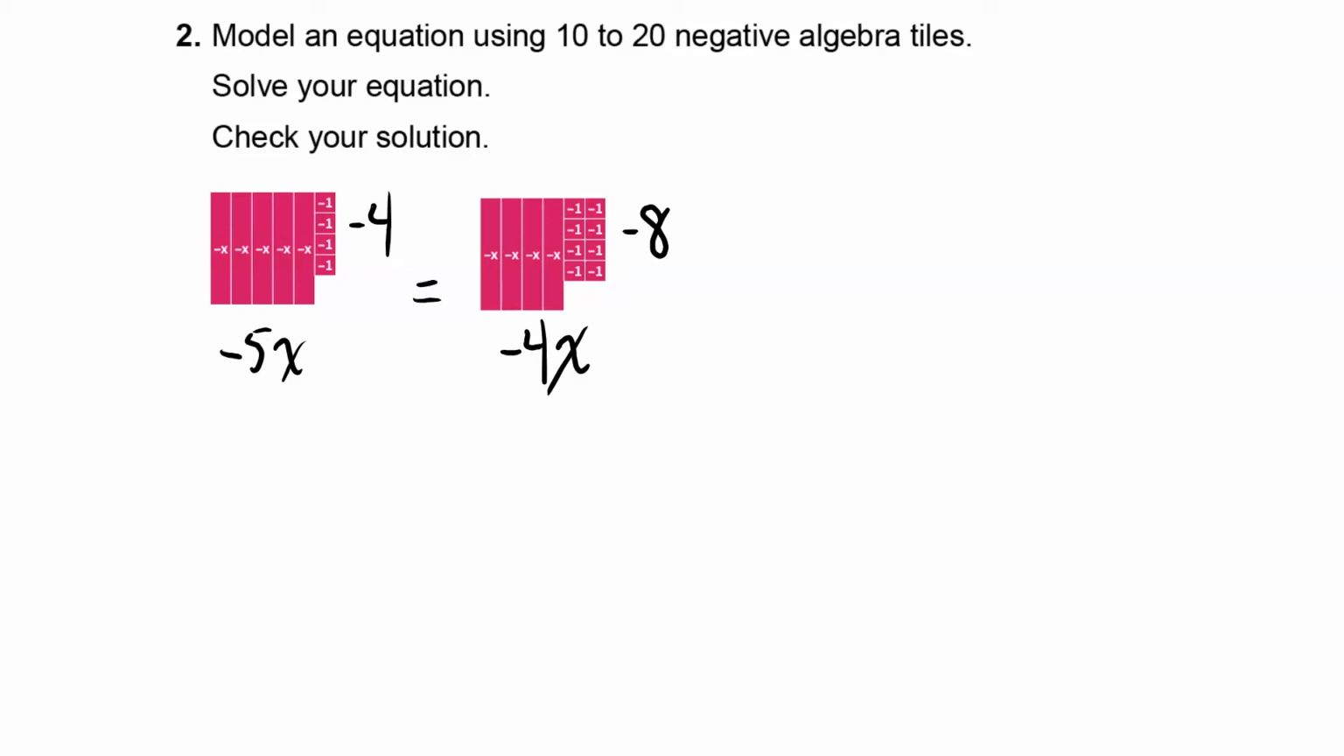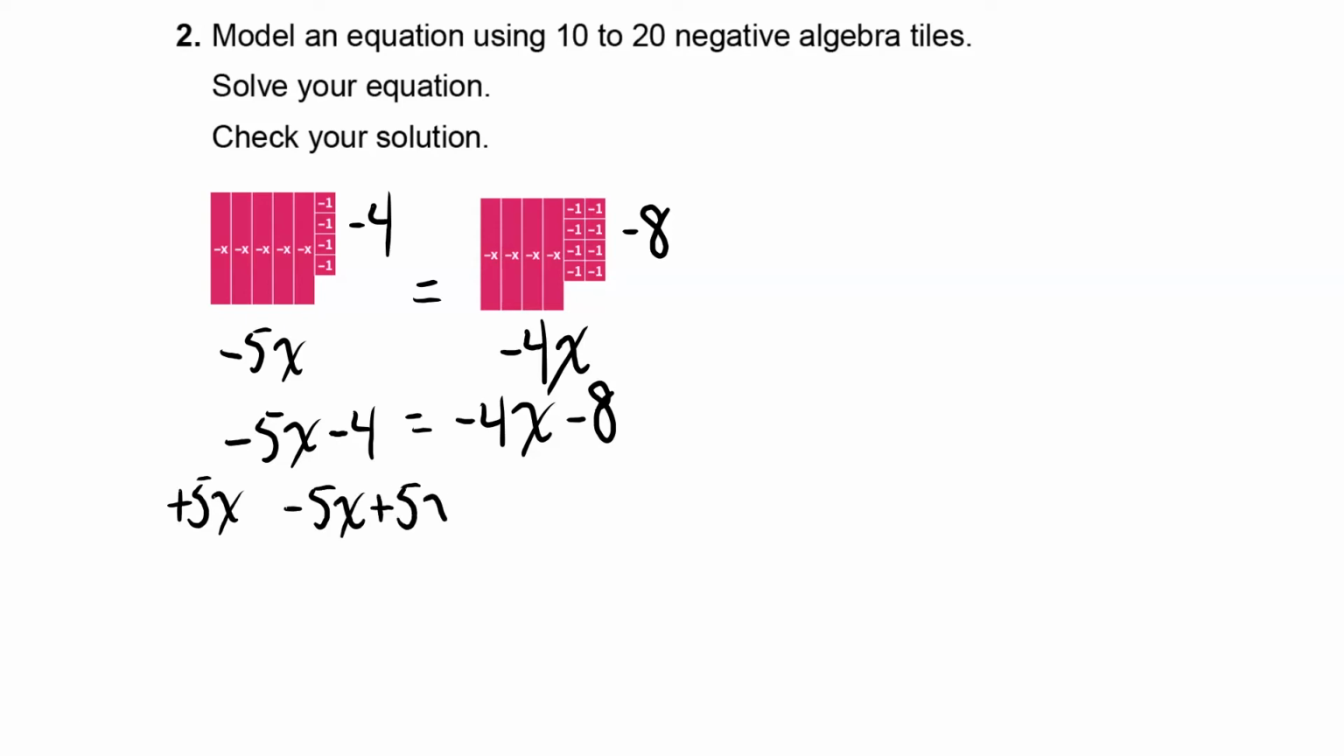Remember that there's an equal sign in between these things, so we can now say that negative 5x minus 4 is equal to negative 4x minus 8. And we need to solve for x. So I'm going to collect the like terms. I want to get my x's all together on one side. To do that, in this case, I'm going to add 5x to both sides. So that means I've got negative 5x plus 5x minus 4 is equal to negative 4x plus 5x minus 8.